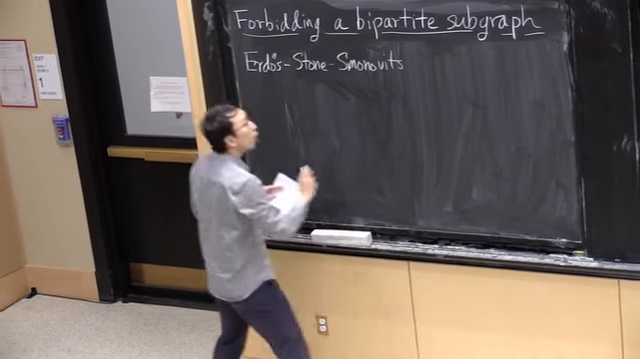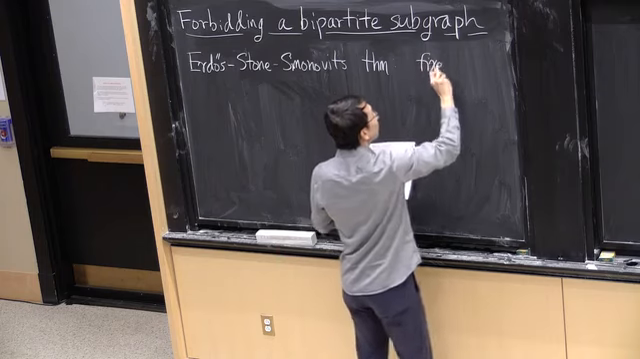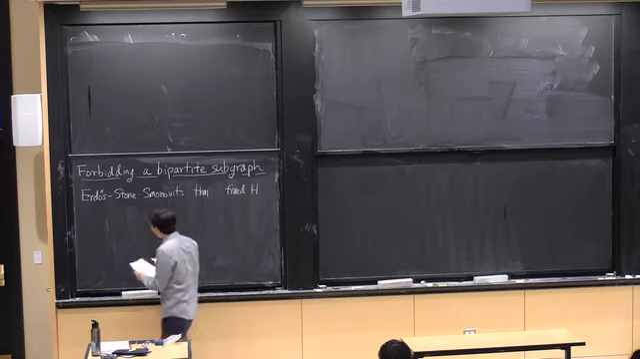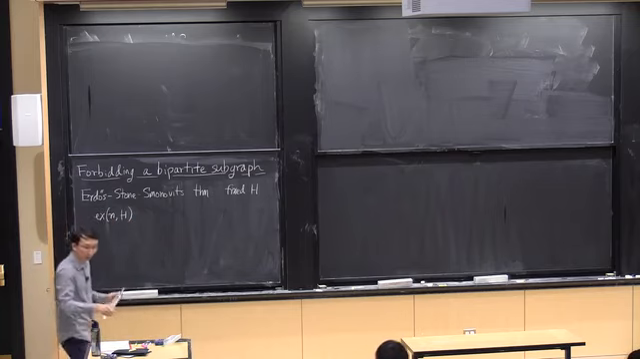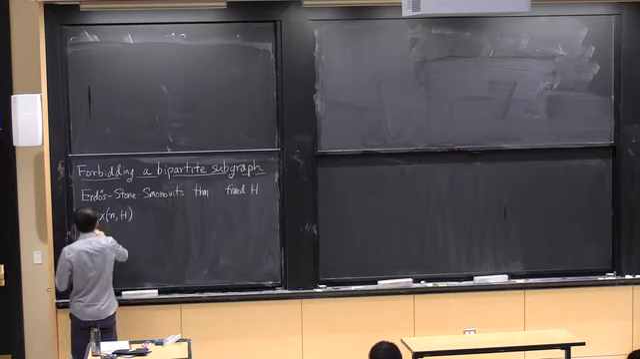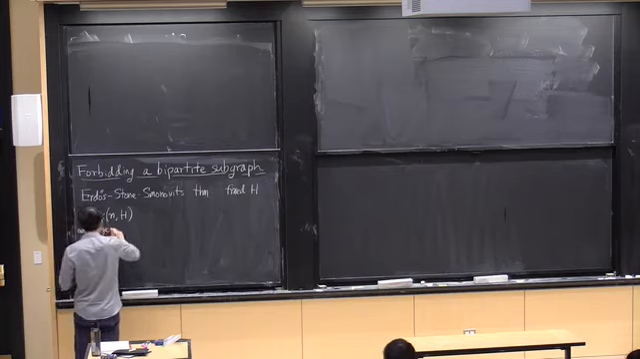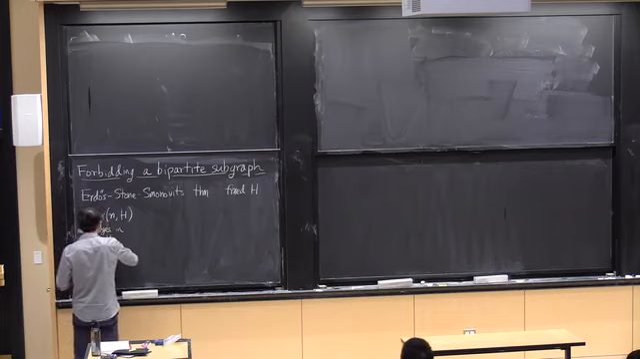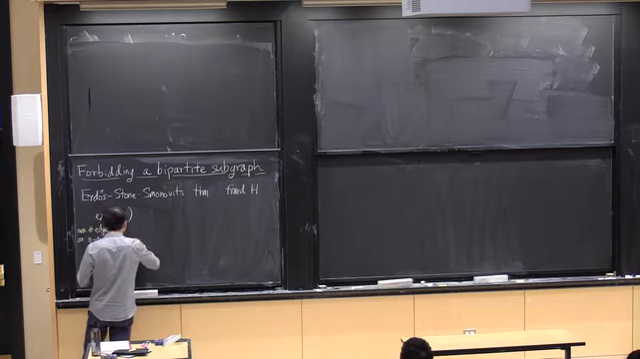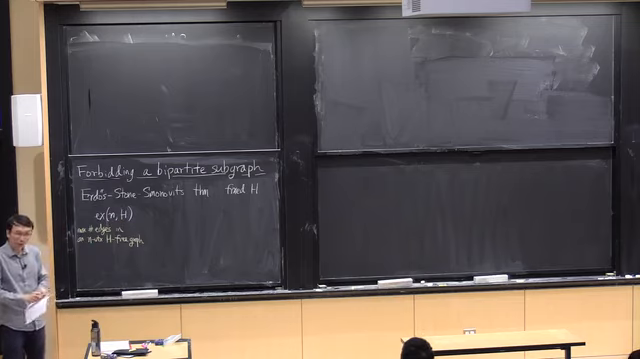Recall that if you have a fixed H, and I wish to understand the maximum number of edges in an n-vertex graph that is H-free. So remember this definition. This is the maximum number of edges in an n-vertex H-free graph. Okay, so we're going to be looking at this quantity in the next few lectures.